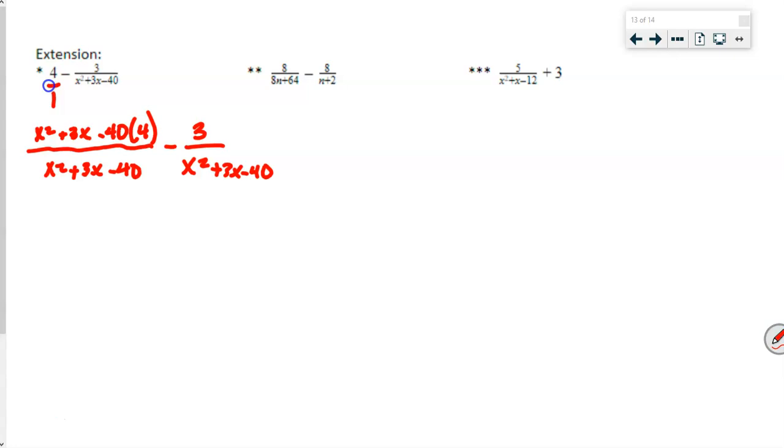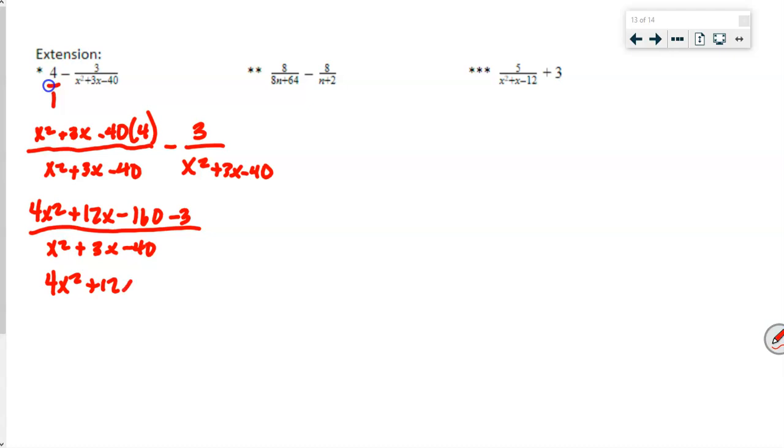Okay, so that's going to give us 4x squared plus 12x minus 160. My bad. Minus 3. All over x squared plus 3x minus 40. Okay, so that's going to be 4x squared plus 12x minus 163 over x squared plus 3x minus 40.